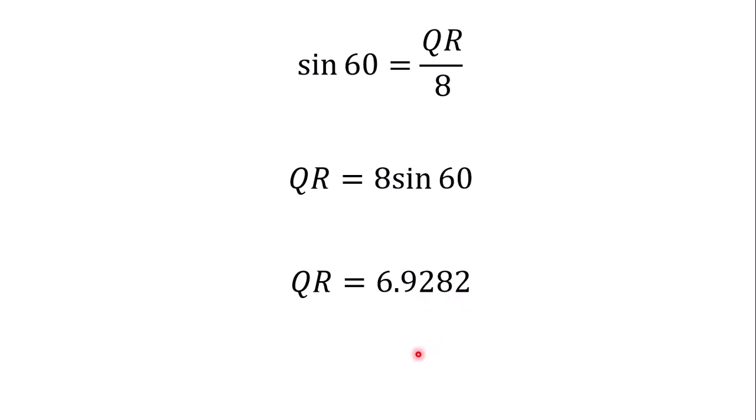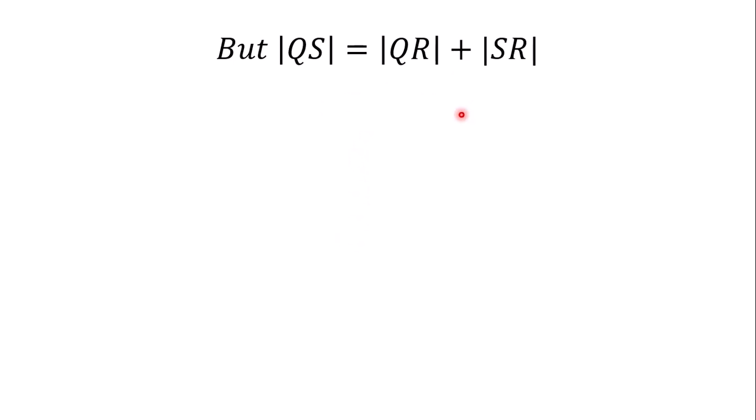So the length of QR is equal to 6.9282 centimeters. But we know that the length of QX is equal to QR plus SR. So from this equation, we know the value of this. We also know the value of this. It is only left with this one. If we know this and also know this, when we sum it up, it will give us this one.